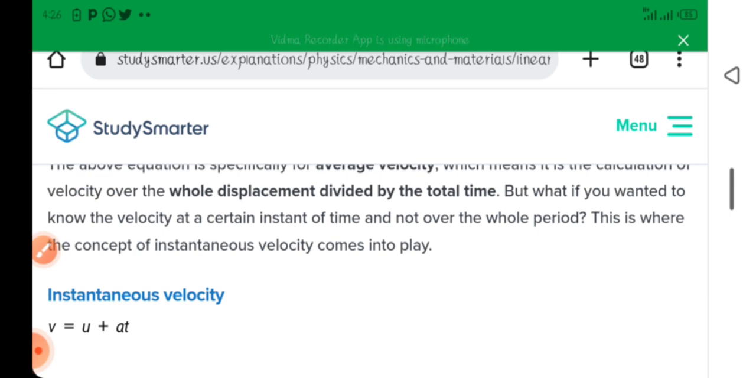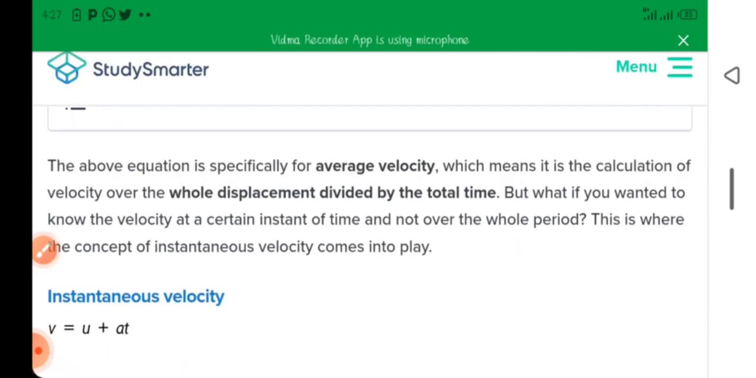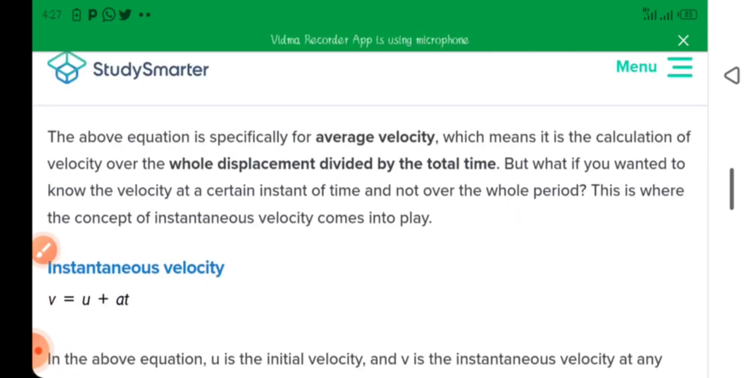And then for your average, average is just like the mean of all the speeds with which the body moves, or the mean of all the velocities with which the body moves, or the mean of all the accelerations with which the body covers a particular distance. So that's what average means. And then uniform means that particular quantity, whether speed, velocity or acceleration, remains constant all throughout the journey. While non-uniform means that it changes.